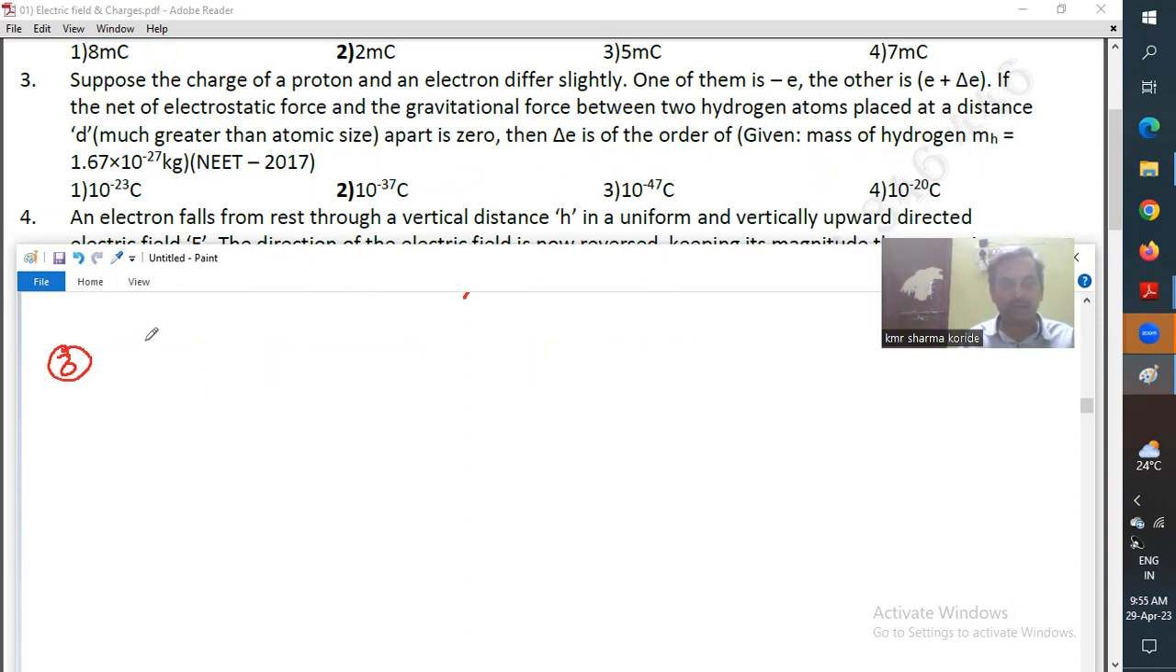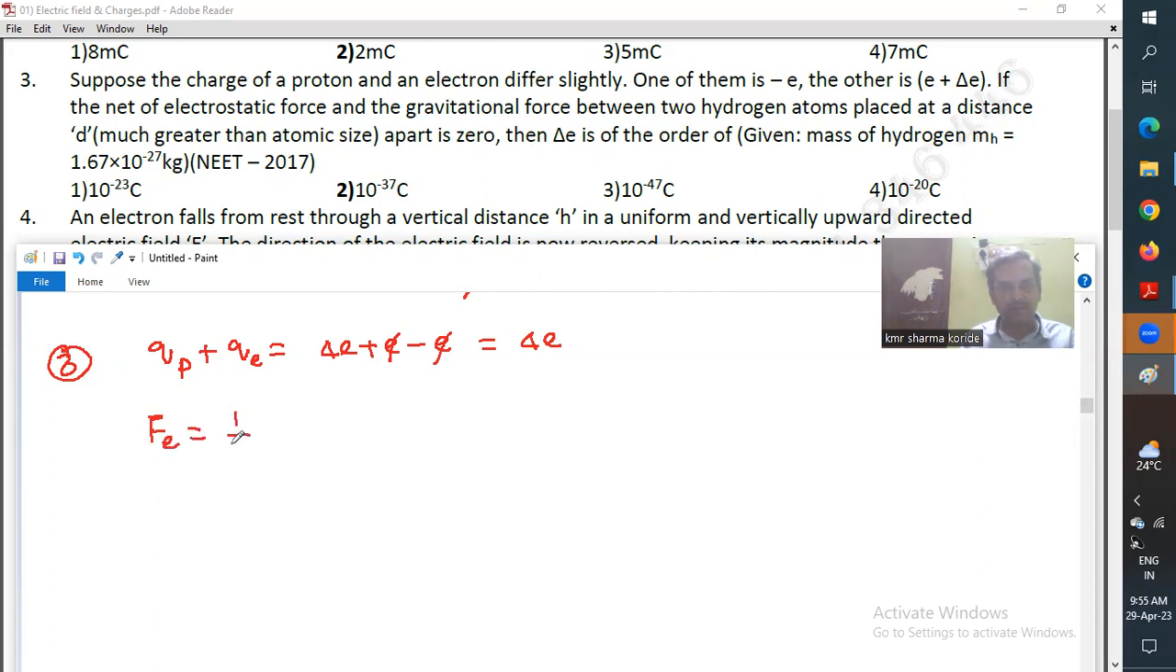So let us try to write the electrostatic force first. Before that, let us find the total charge. Charge on proton and charge on electron, so this is the difference. Delta e is the difference. So let us say the proton charge is delta e plus e and the electron charge is -e. Now let us find the electrostatic force first.